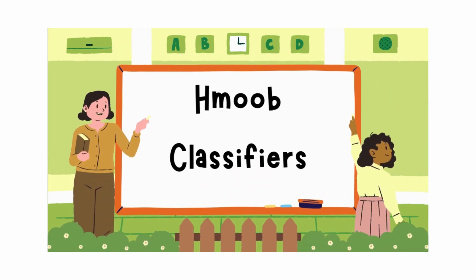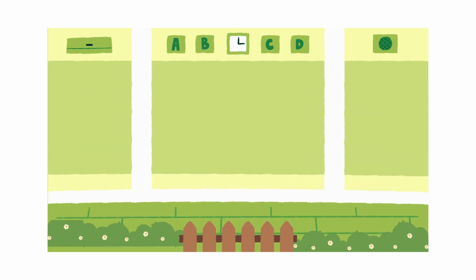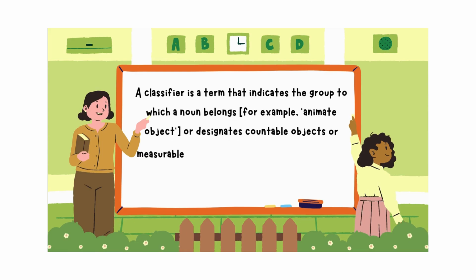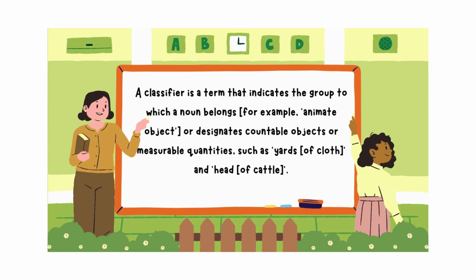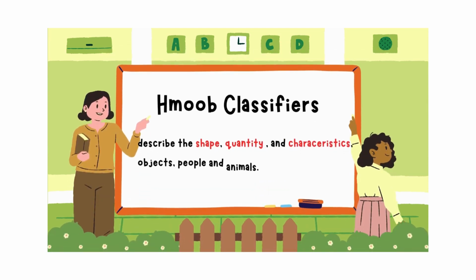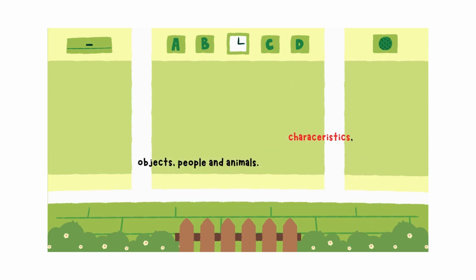In this video, we'll talk about Hmoob classifiers. A classifier is a term that indicates the group to which a noun belongs, for example, animate objects, or designates countable objects or measurable quantities such as yards of cloth or head of cattle. Hmoob classifiers are used similarly. Hmoob classifiers describe the shape, quantity, and characteristics of objects, people, and animals.